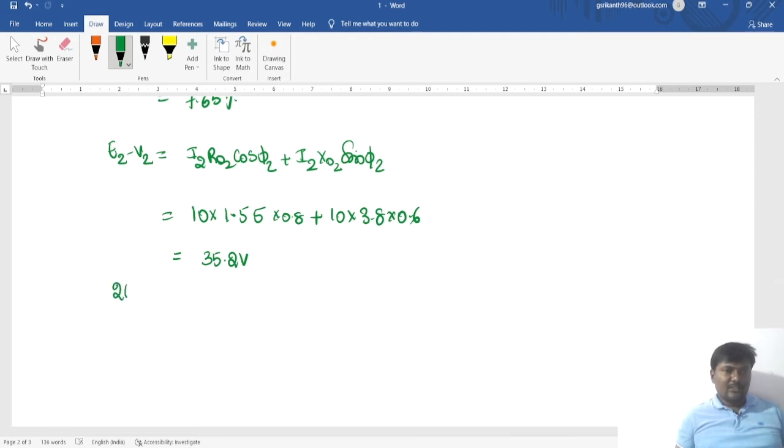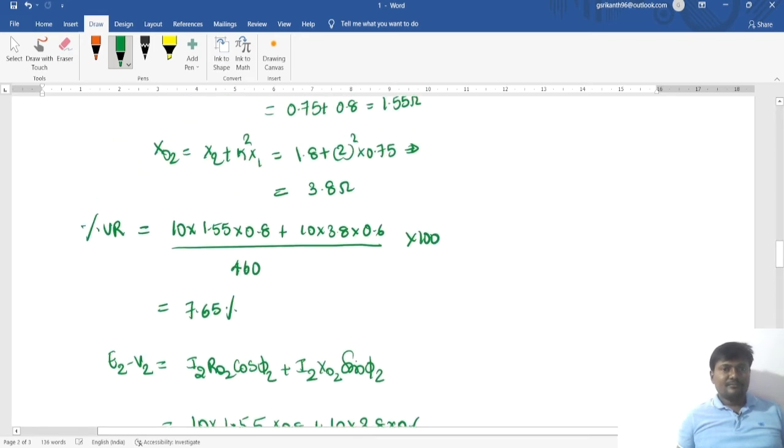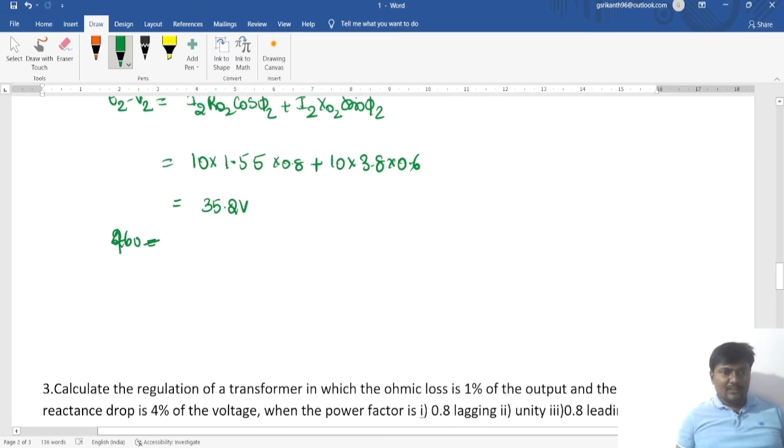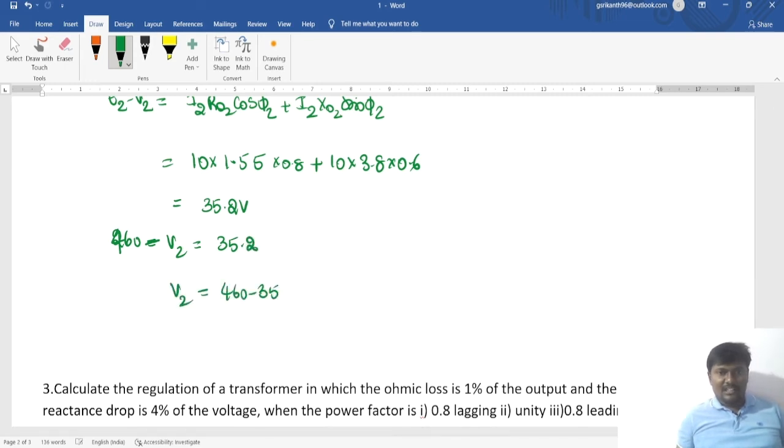We know that E2 is 460. So E2 minus V2 is equal to 35.2. Then V2 is equal to 460 minus 35.2. Finally I got the answer, 424.8 volts.